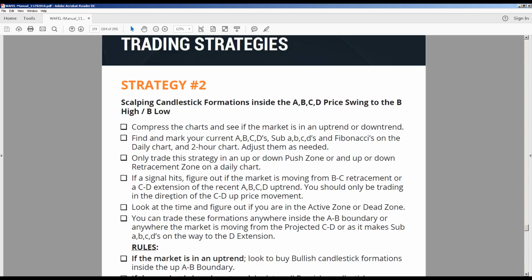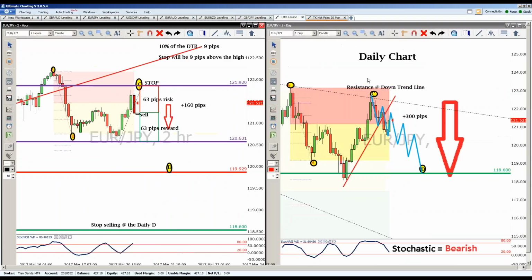So first of all, compress the charts and see if the market's in an uptrend or a downtrend. Find and mark your current ABCDs. Do your whole analysis and make sure that you're trading from the C to the D. And this is what we have here. There's the daily chart. We can see on the daily we're heading from the C to the D. The direction of highest probability is bearish. We're going to move down. We're going to move south for the next 300 pips.